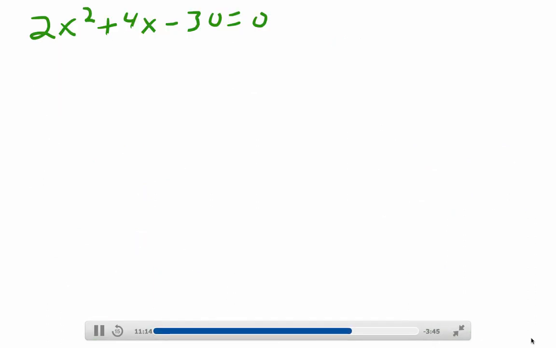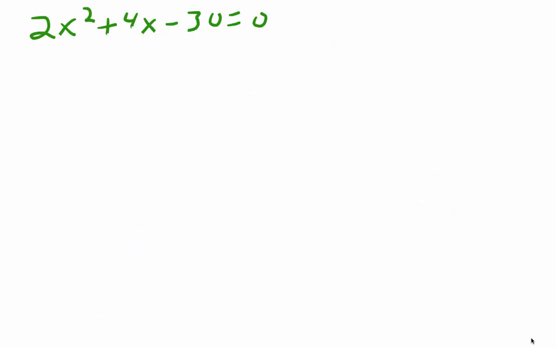Alright, if you notice, on all the other problems the coefficients on my first term were all 1s. That's the only way you can use completing the square. That coefficient right there has to be a 1 in order for you to use completing the square. If it's not, we have to get rid of that to make it a 1, so that's what we're going to do on this one.